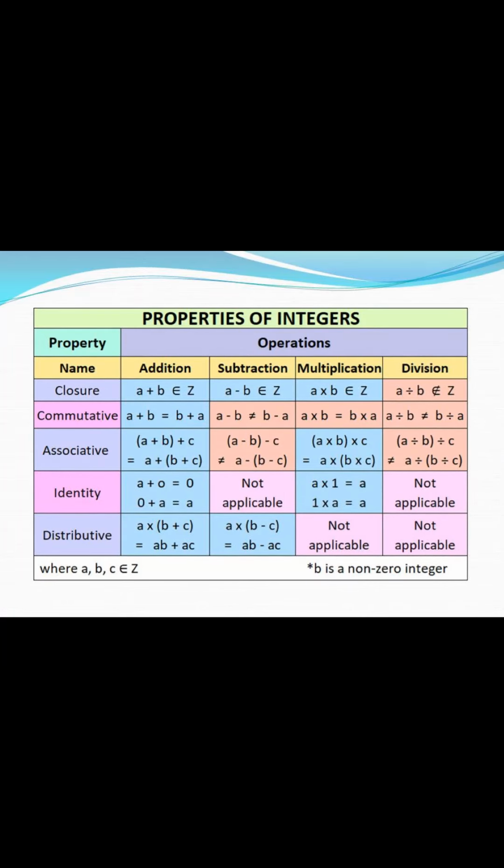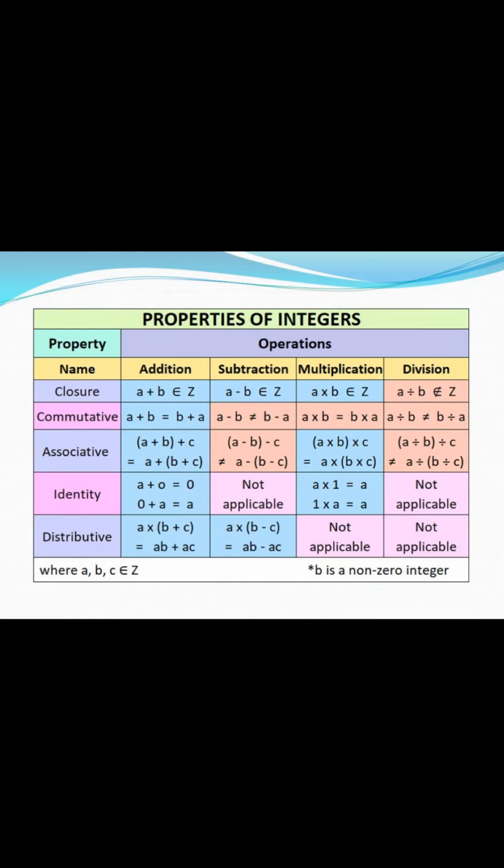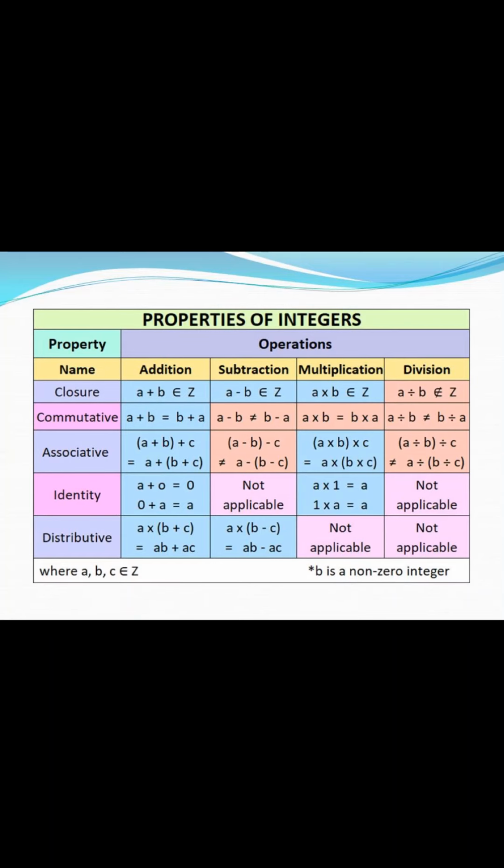Now we will talk about the properties of addition. The first property is the closure property. In this property, the sum of two integers is an integer. For example, if there are two integers a and b, the sum is z, and z is an integer. The next property is the commutative property. In this property, for integers a and b, a plus b is equal to b plus a. It means if we add a plus b, the result will be the same as b plus a.